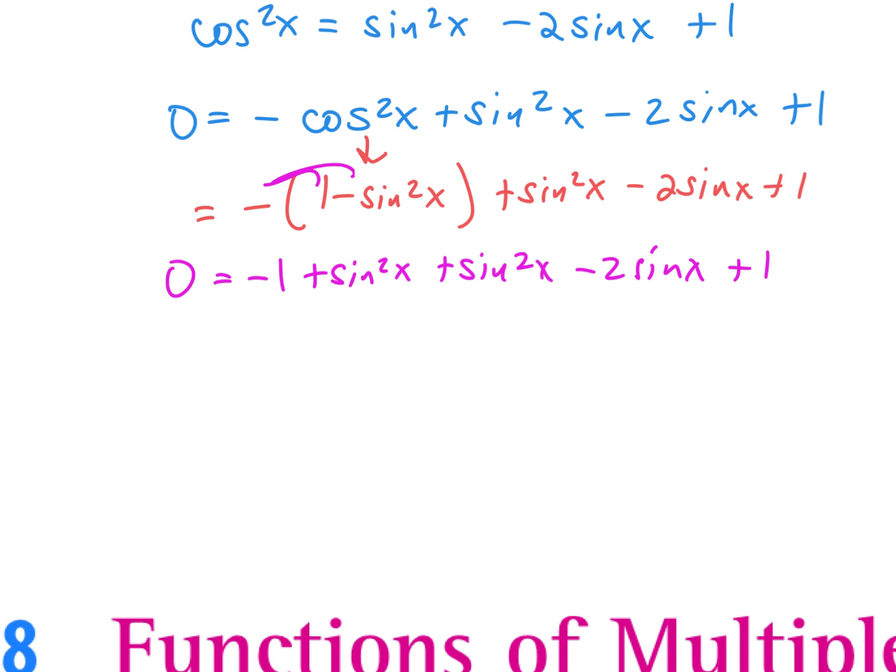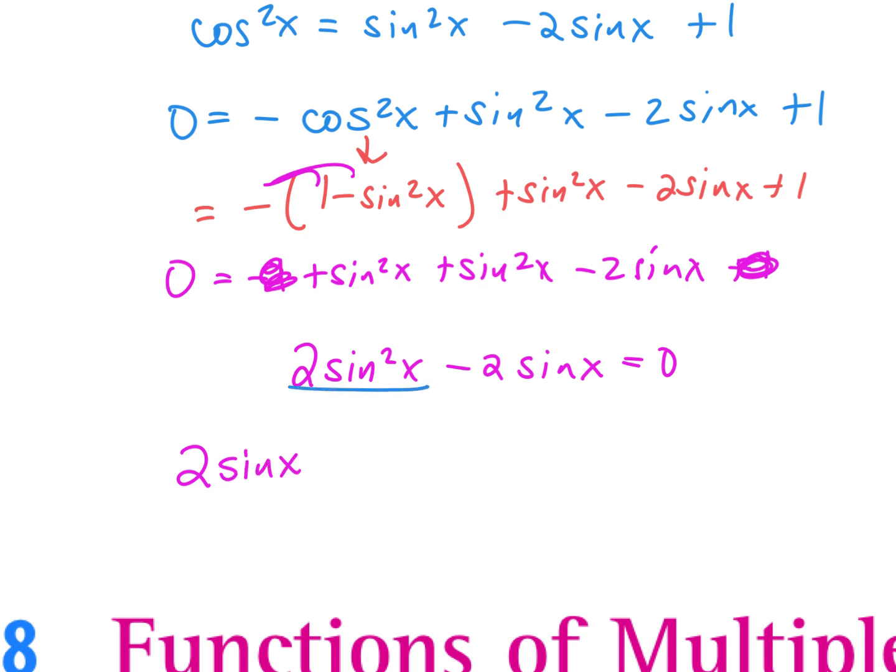What happens with my positive 1 and negative 1? Cancels, good. How many sine squareds do I have? I have 2 sine squareds minus 2 sine x. And how do we think always, guys? Algebraically. What do you notice they both have in common? A 2 sine x, right? So if I divide out a 2 sine x here and a 2 sine x here, what am I left with? Sine x minus 1 equals 0. Now you have it fully factored.